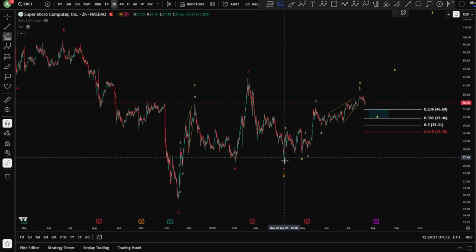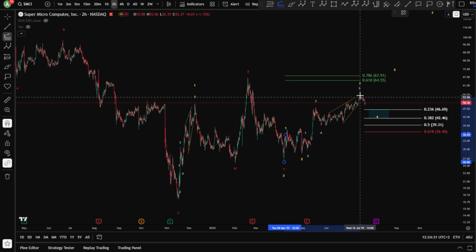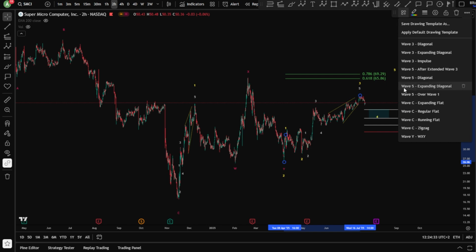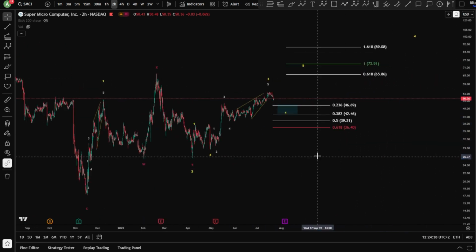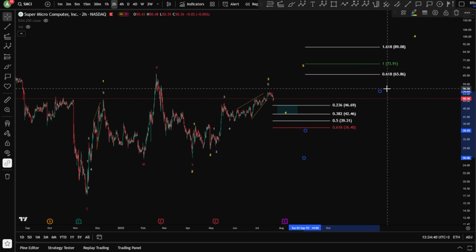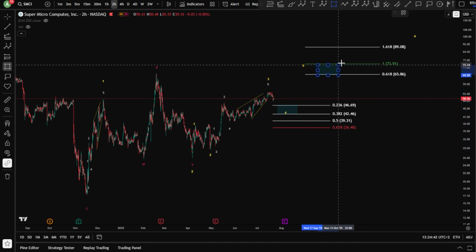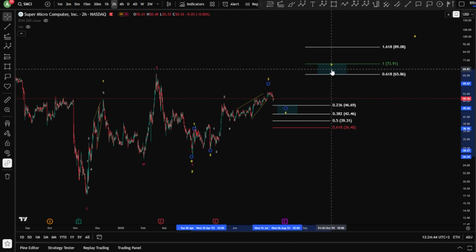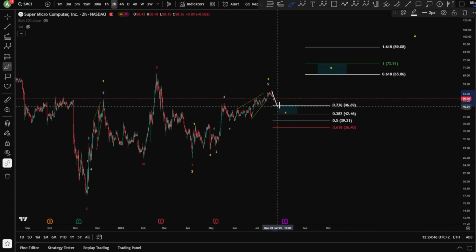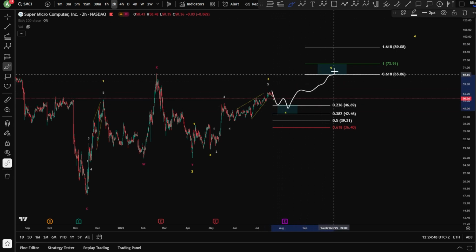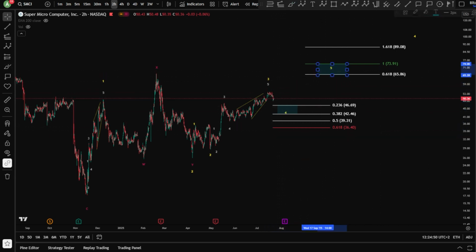Now, in case that this unfolds, we would like to see, of course, a wave 5 target between as well this next blue box, which is, of course, between the $65 and $73. Okay, so this might be your wave 5. But first of all, we would like to see 4 and then a wave 5 toward the upside.